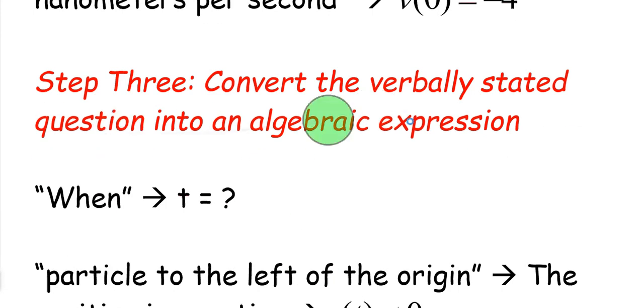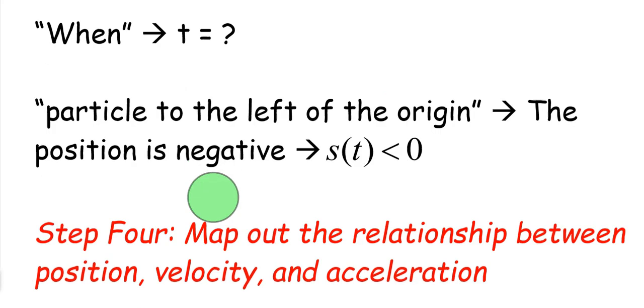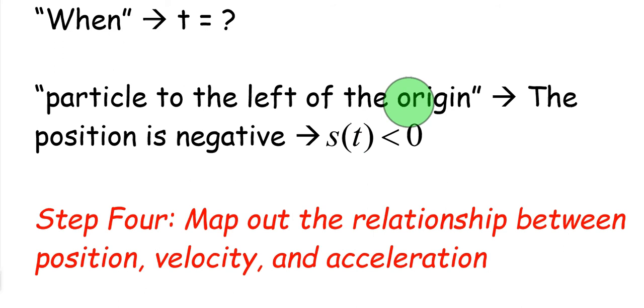Step 3, convert the verbally stated question to an algebraic expression. Whenever it says when, we're trying to solve for t, right? So we don't know what t is, we're going to put a question mark. The particle is to the left of the origin. This is very key. This is when s(t) is less than 0, when the position is less than 0.